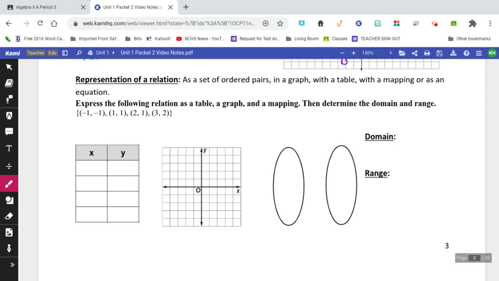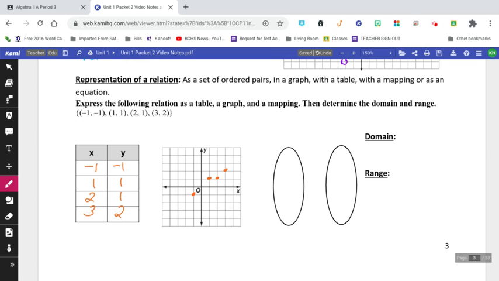All right, so we already have it as a set. As a table, we would simply list each of the x values. So we have -1, 1, 2, and 3, and then their corresponding y values. So -1, 1, 1, and 2. Then as a graph, we would plot the points. So (-1, -1), (1, 1), (2, 1), and (3, 2).